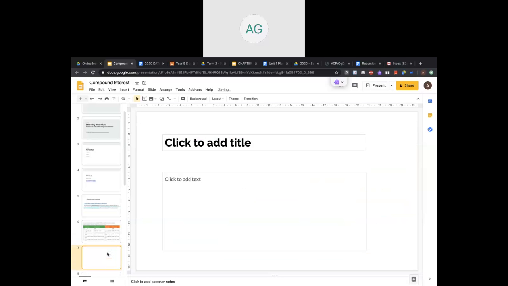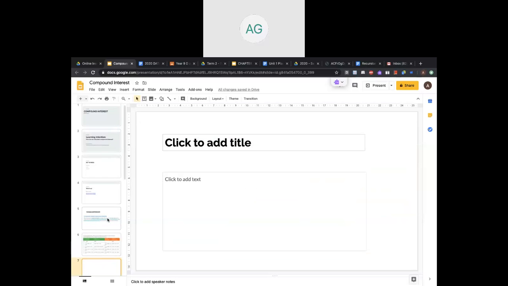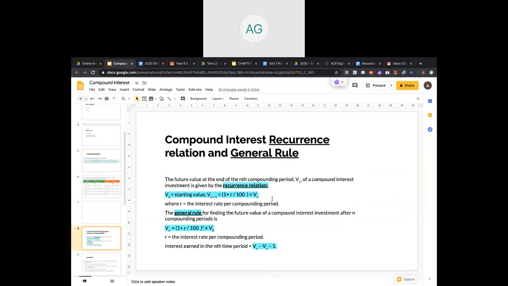So the next thing we need to do, okay, is the compound interest recurrence relation and general rule. You need to remember that. Recurrence relation is finding the next term. So whenever you're writing the recurrence relation, remember it's always for the next term, or the next year, or the next month. So the future value at the end of the nth compounding period, Vn, of a compound interest investment is given by the recurrence relation.